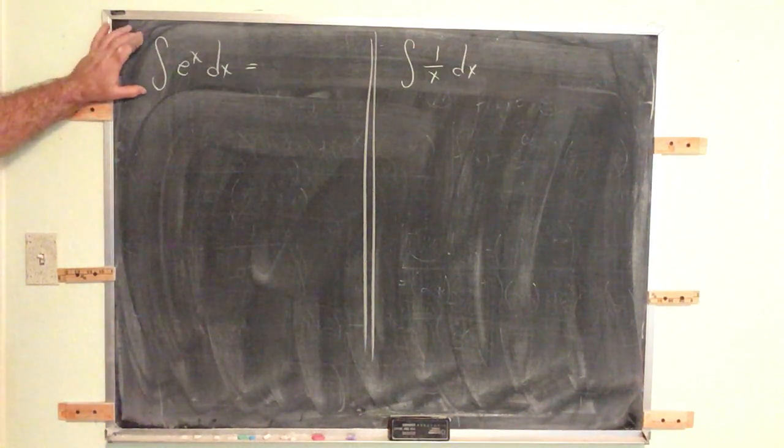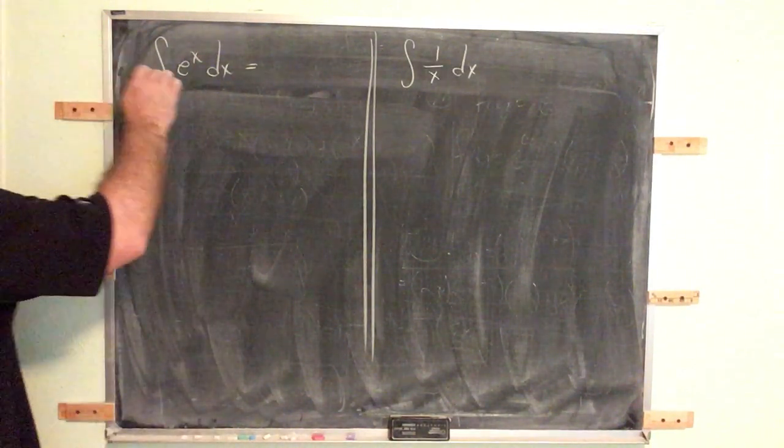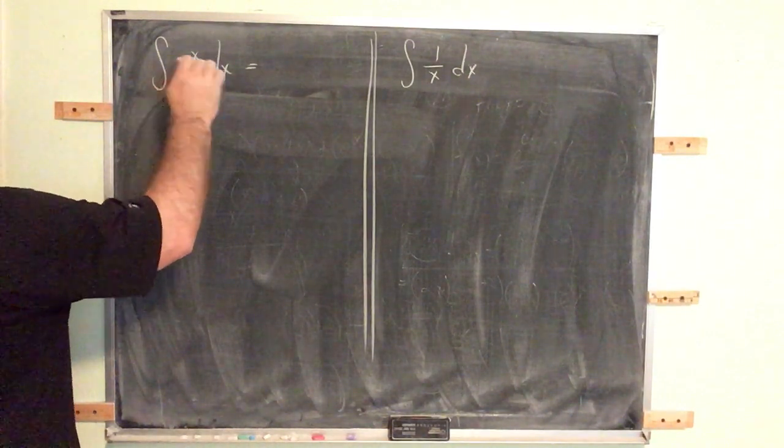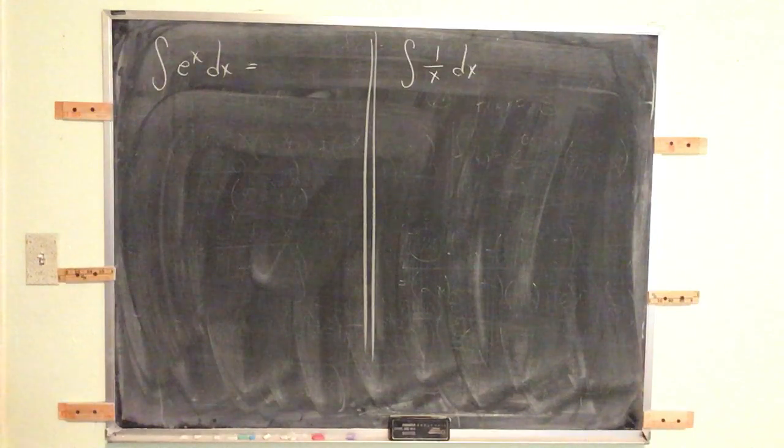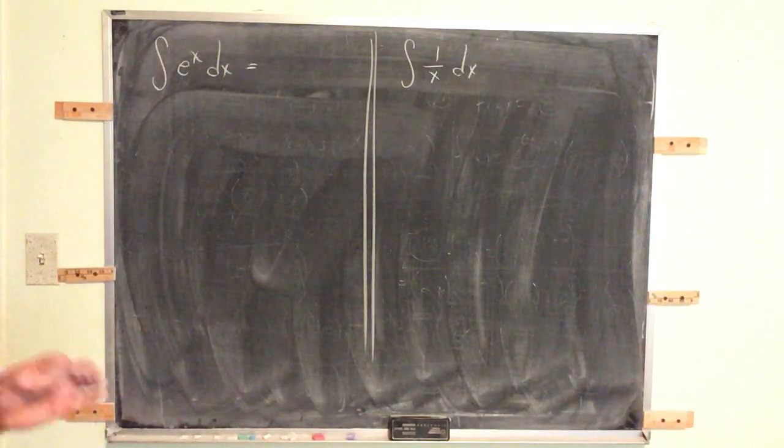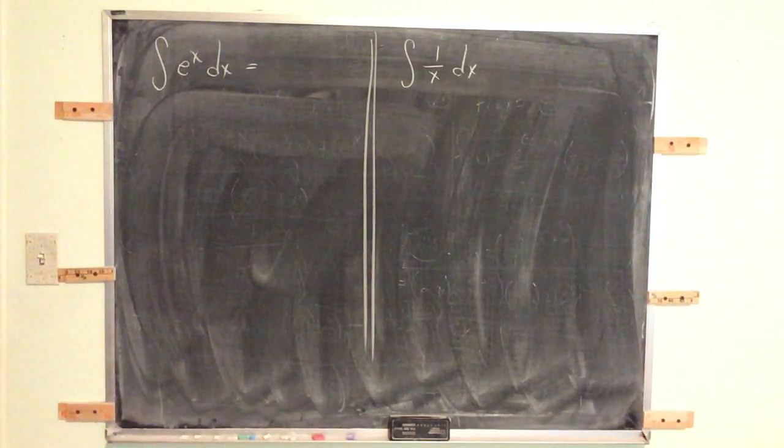Well, if you can find the derivative of e to the x, you should be able to work with the antiderivative of e to the x. Since the derivative of e to the x is e to the x, it is its own derivative, therefore it is its own, almost, it is its own antiderivative.